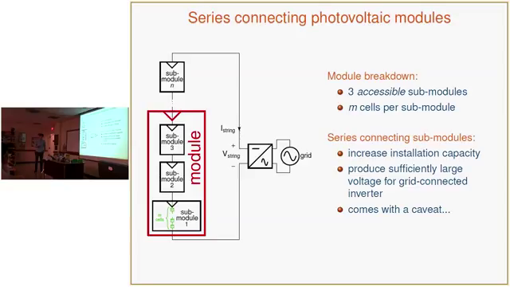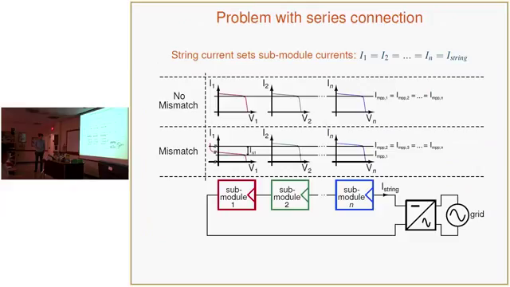And also, going from an IGBT that's rated for several hundred volts to an IGBT that's rated for 1,000 volts, the increase in cost and size is marginal. So you have that other benefit as well. So that's the reason why you series connect modules. But that comes with a caveat. And that is because all of these submodules are series connected, so they share the same current. And that current is set by the string current.